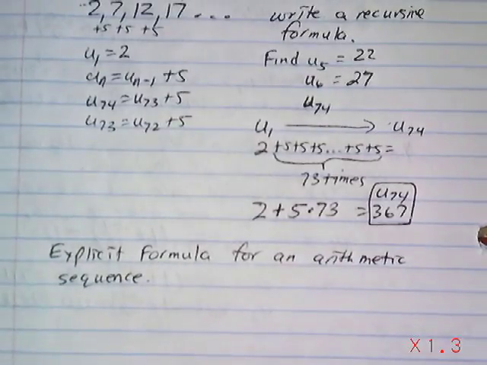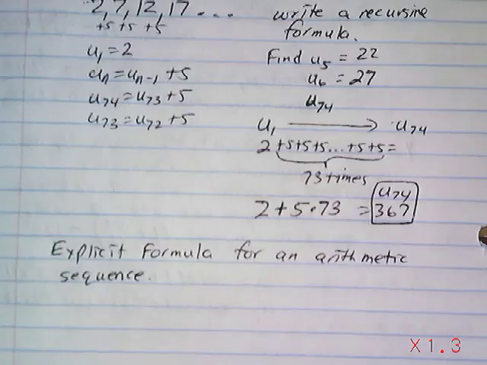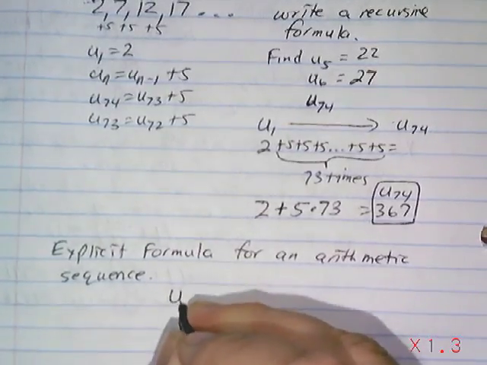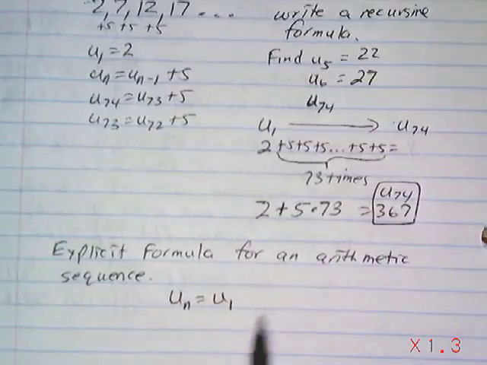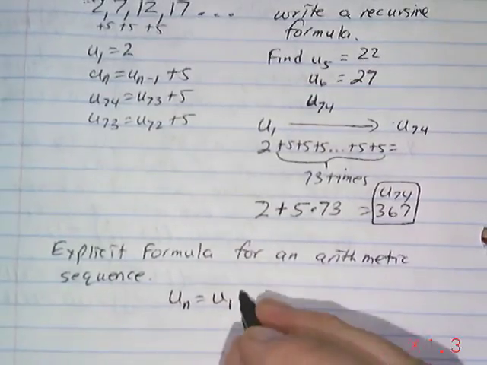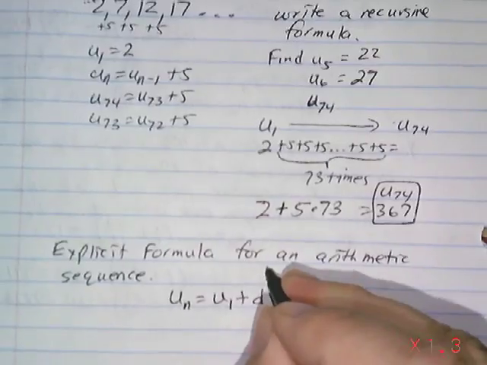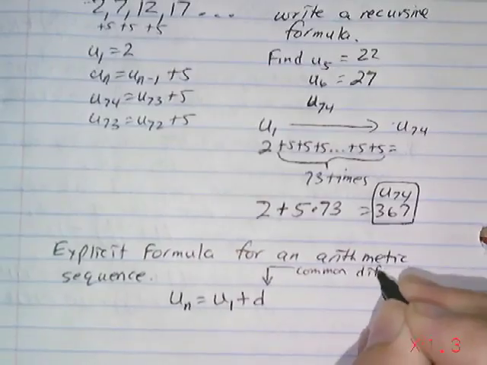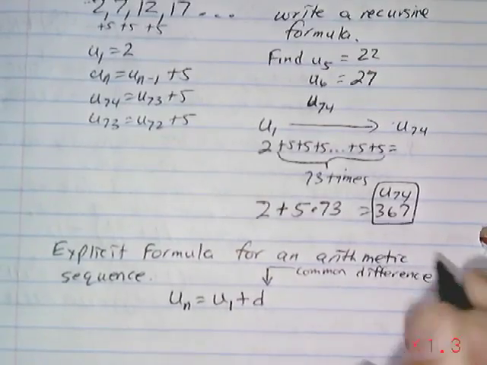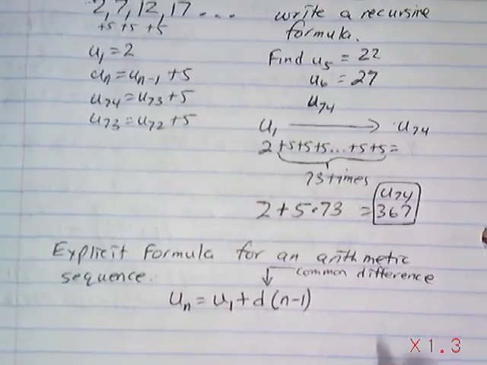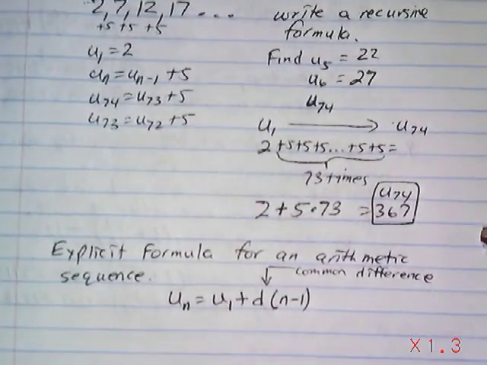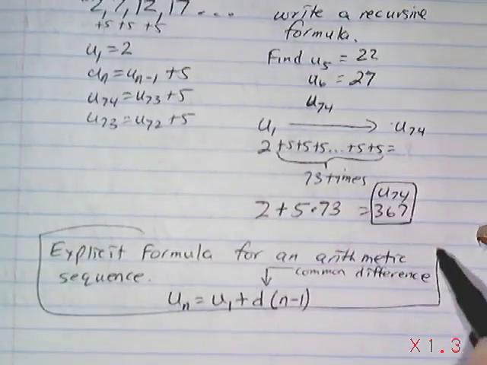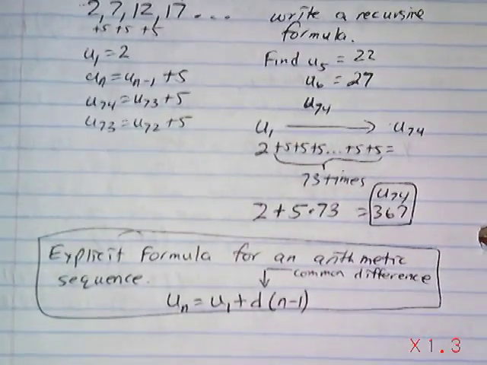Let's look at an example. Here is our sequence: 12, 3, negative 6, negative 9. We want to write an explicit formula and find u sub 100. First, we're looking at the pattern.